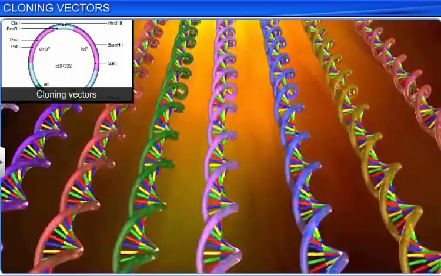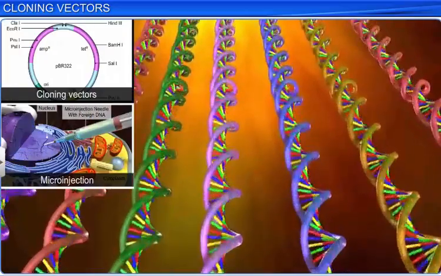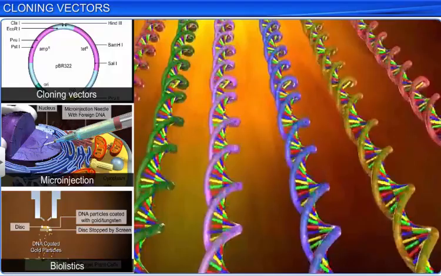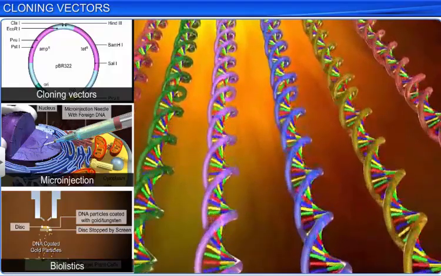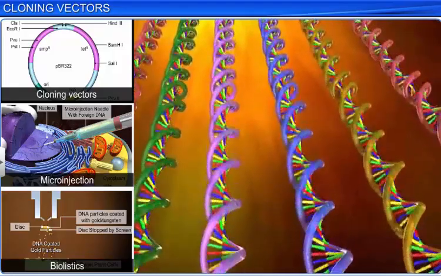The use of cloning vectors and methods such as microinjection and biolistics are crucial in genetic engineering as they help create genes of human and scientific interest.